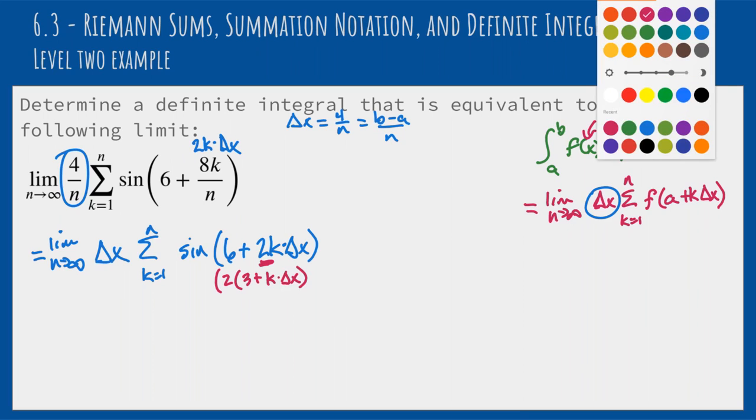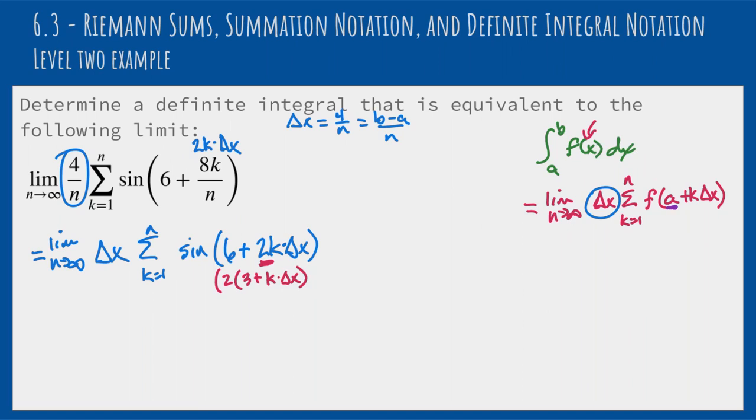And so that makes me think, based on what we have, that this a here is going to be 3. Remember, this is the sine function. It's the sine of this. So if we say a is 3, now we've got this part right here done. And we're getting pretty close now. So if a is 3, then a plus k delta x is taken care of here. And so what that means is this part right here is replacing the x in f of x right here.